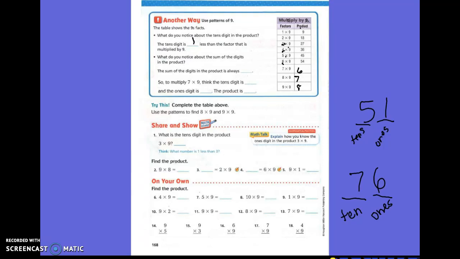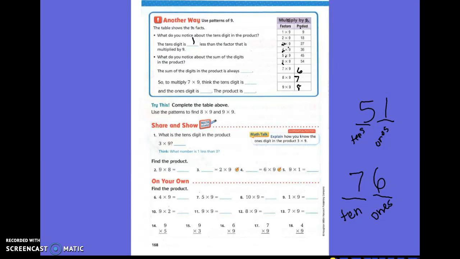No! 2 plus 7. 9. 3 plus 6. 9. 4 plus 5. 9. 5 plus 4. 9. So what do you notice about the factors? Or not about the factors, but about the products. If you add both digits together, they should equal 9.